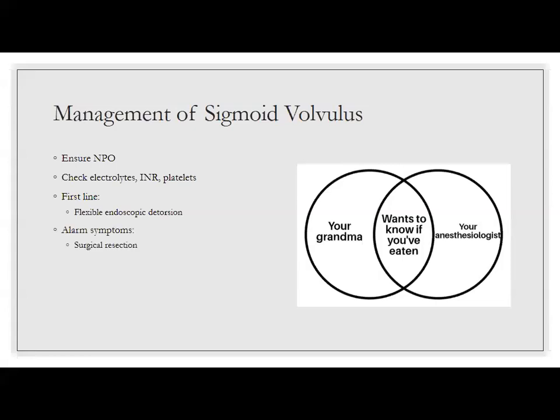If that doesn't work, or if there's alarm symptoms, which would be like peritonitis on your abdominal exam or signs of perforation on imaging, then it's a surgical emergency. So they may need a surgical resection.